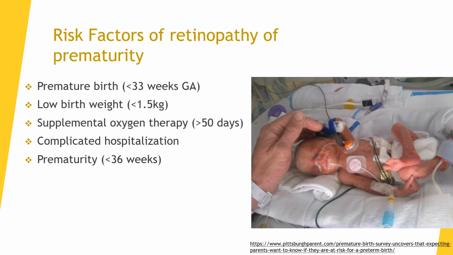The risk factors to developing ROP is if the birth is premature, especially with less than 33 weeks of gestational age. If the baby is low in birth weight, ROP can occur more frequently. Supplemental oxygen therapy, as we covered, prevents the release of VEGF for proper angiogenesis. Complicated hospitalization can lead to oxygen therapy, and prematurity, even less than 36 weeks, can begin to have an effect.